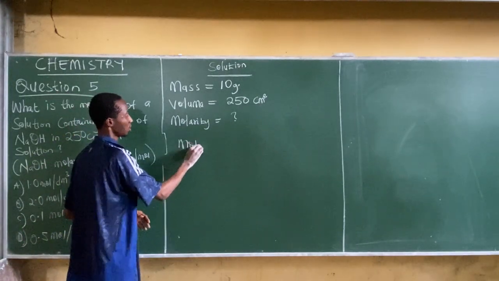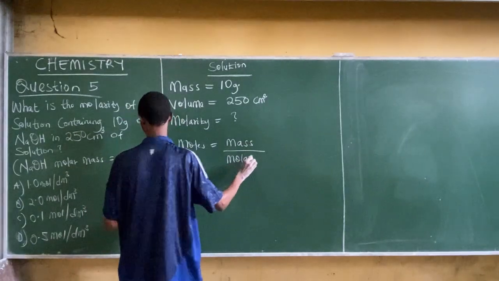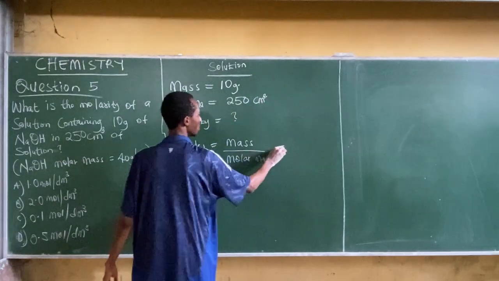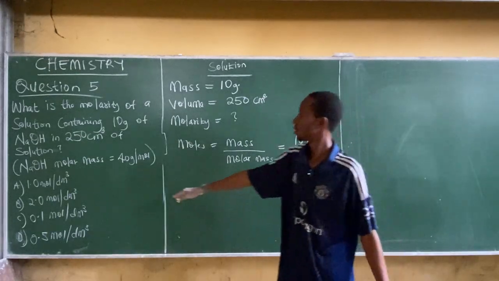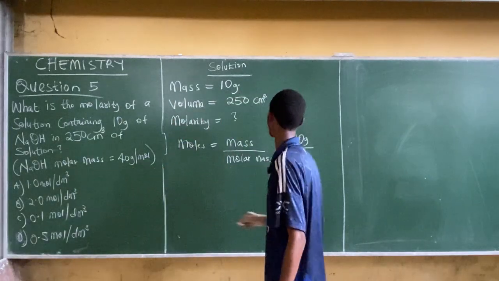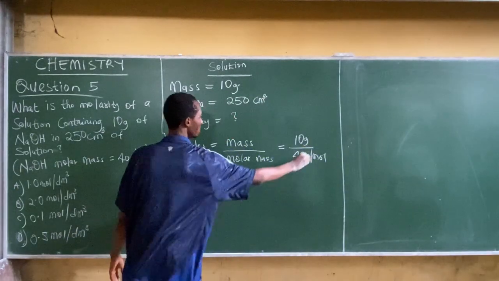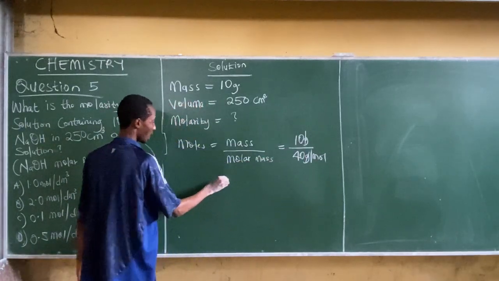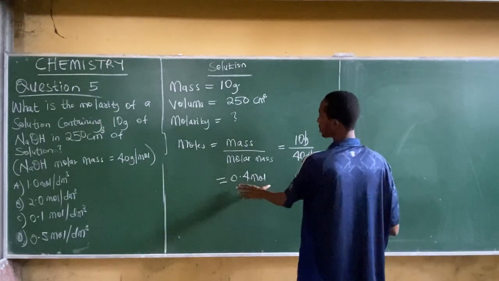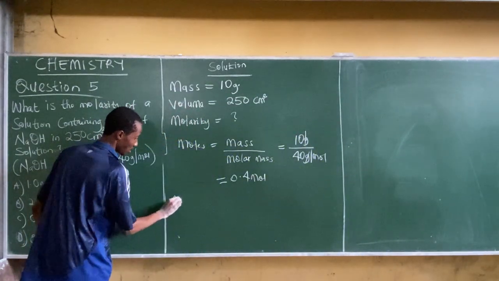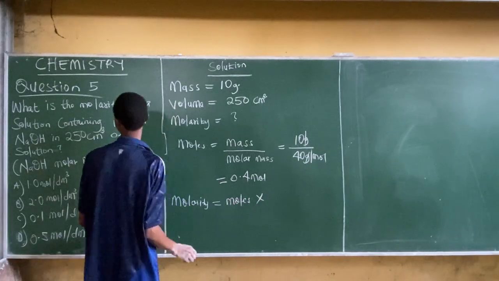But don't forget, we know that number of moles is equal to mass over molar mass. From the question, the mass they gave to us was 10 grams divided by the molar mass. They gave us the molar mass of sodium hydroxide to be 40 grams per mole. This, they cancel out. 10 divided by 40, we have 0.4 mole. We have gotten the moles here. Now for molarity. Molarity is equal to moles times volume.